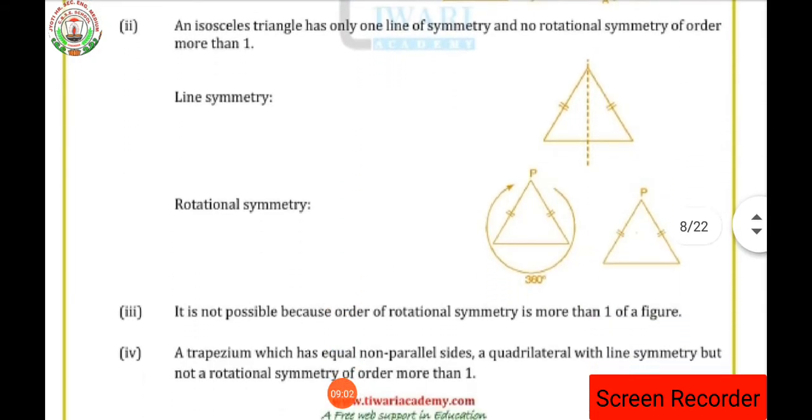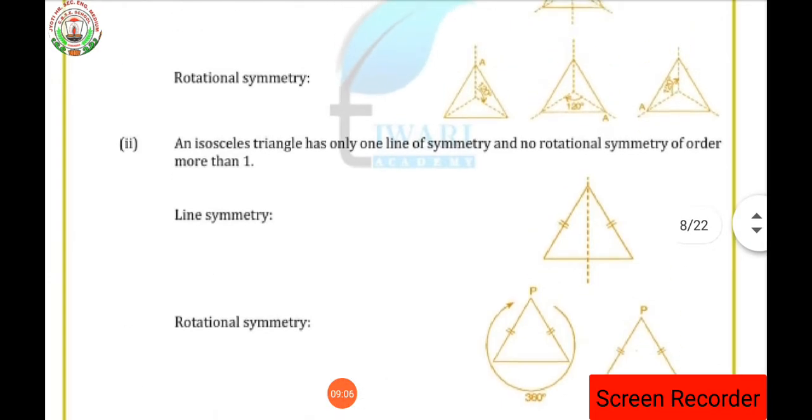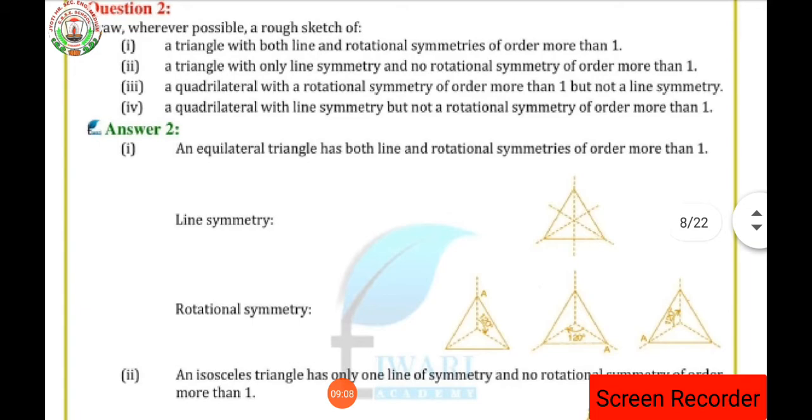So here it is not possible, because the order of symmetry is more than 1 in the figure. For this question, it is not possible. A quadrilateral which has rotational symmetry of order more than 1 but not a line of symmetry, such a quadrilateral does not exist. So the answer is: not possible for the third part of question number 2. Clear? Next, what do we have, student?